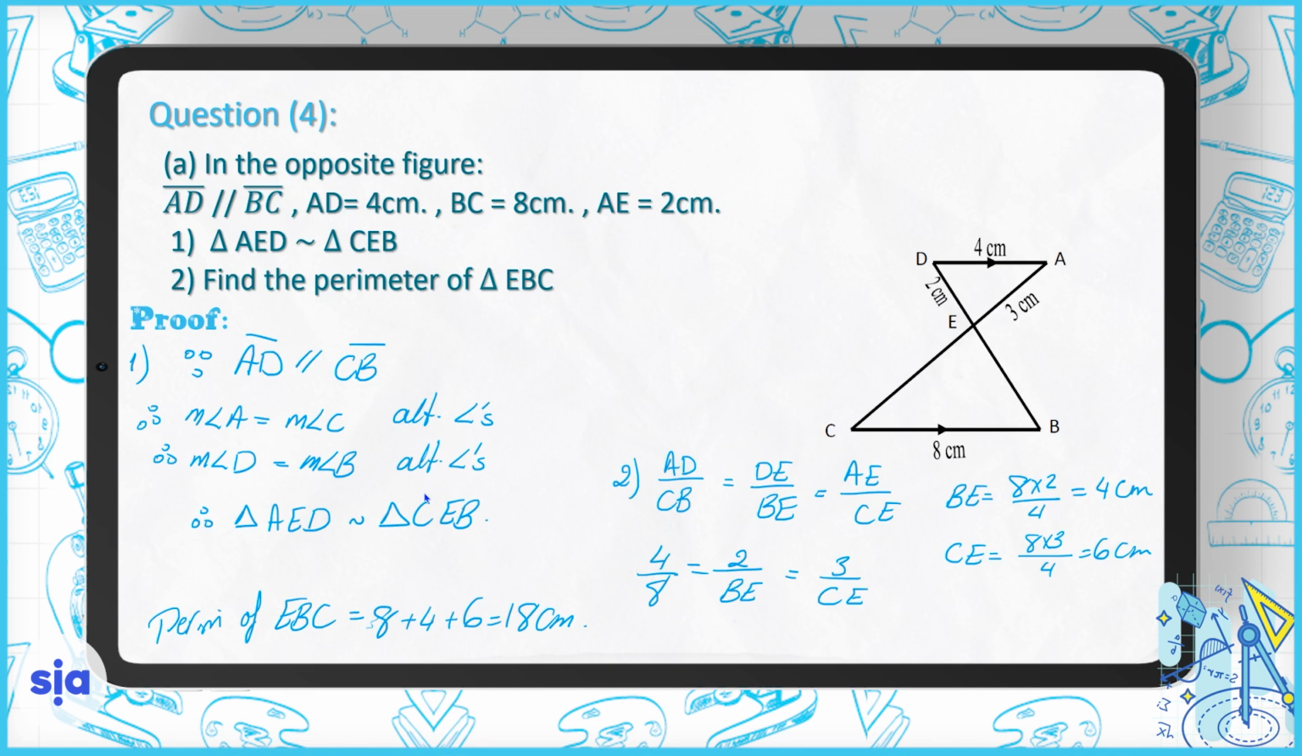To find the length of BE, it's 8 times 2 over 4, which is 4 centimeters, and the length of CE is 8 times 3 over 4, which is 6 centimeters long. To find the perimeter of triangle EBC, it's 8 plus 4 plus 6, which is 18 centimeters.